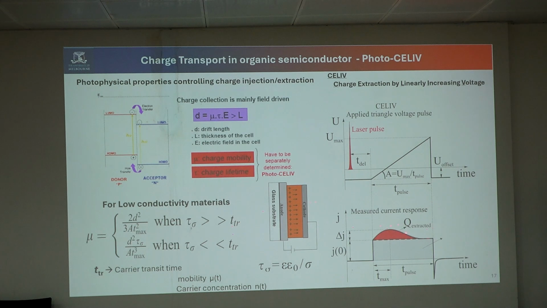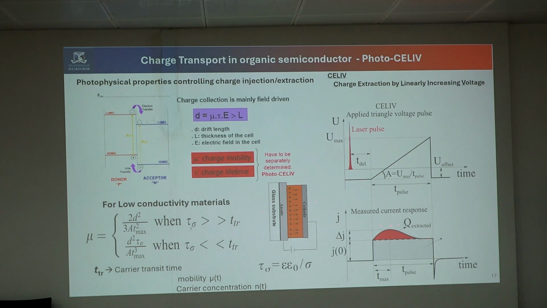In this equation, d is the thickness of the layer, and A is the maximum voltage divided by time: how much voltage you are applying and over what time period. Using this, if you know the thickness and the time duration, we can find the mobility of these low conducting materials.